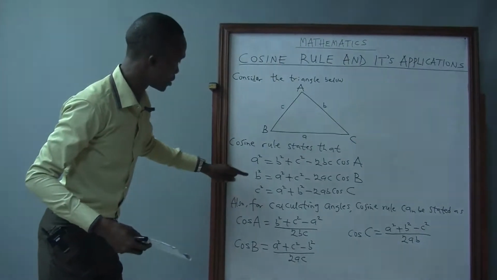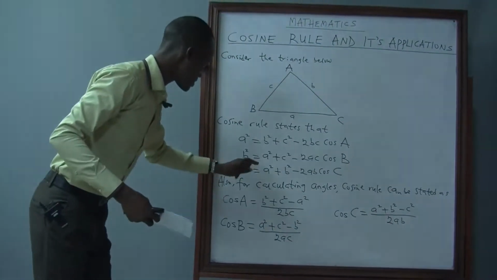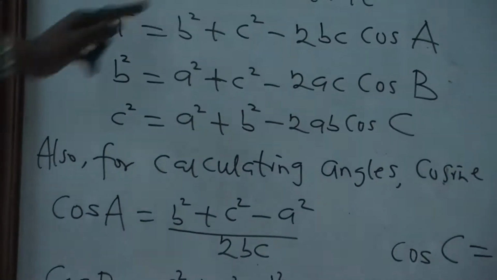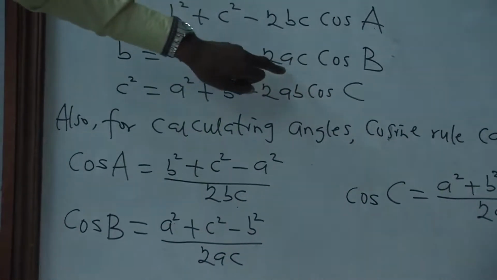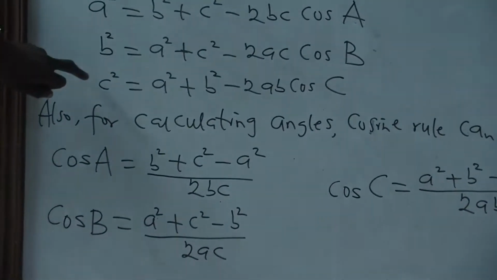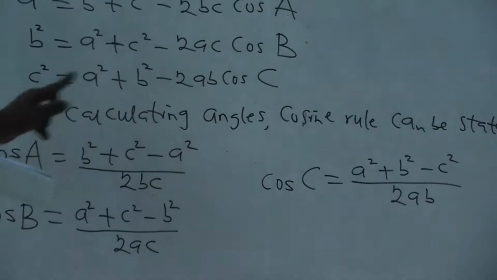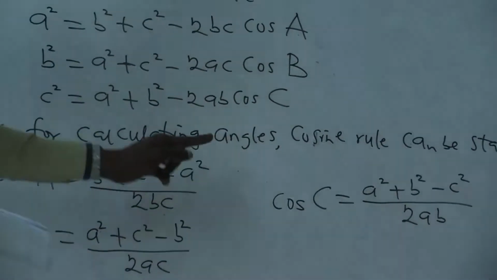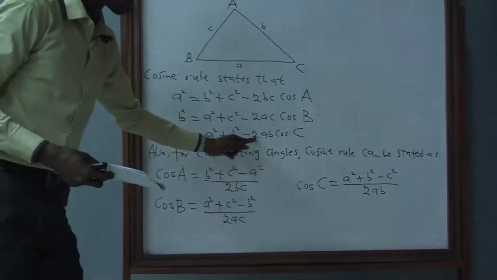The second one too, by making cos B the subject of the formula, we have cos B equals a square plus c square minus b square. By the time we transfer b square to the other side, it will become minus. Then divided by the coefficient of cos B, which is 2AC. And we have our denominator as 2AC. Then moving to the third one, we have cos C is equal to a square plus b square. Then by moving this one to the other side, that will become minus c square. And our denominator is 2AB. That is the coefficient of cos C.